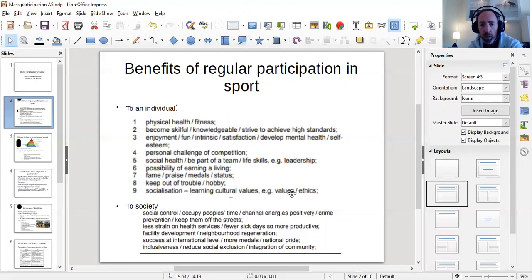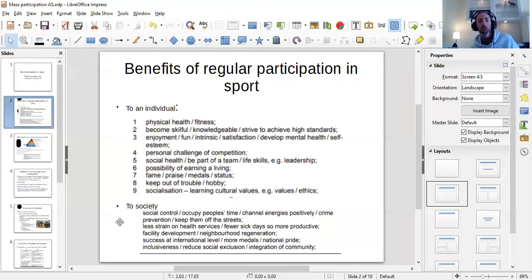Sport is governed by rules, and within sport you have sanctions, punishments for breaking those rules. And the idea of sportsmanship and fair play will come into play here. And the benefits to society: social control, occupying people's time.